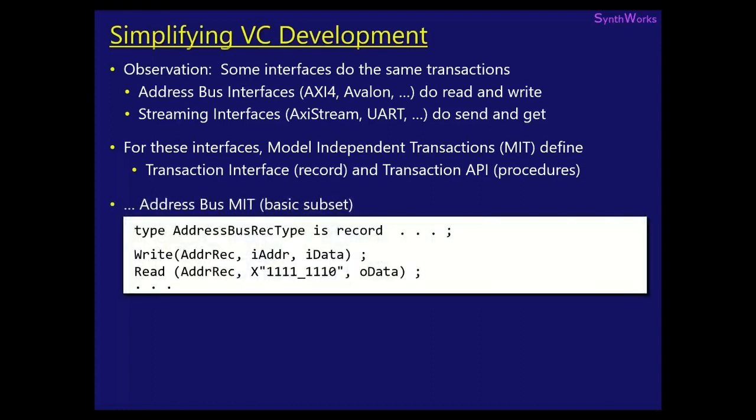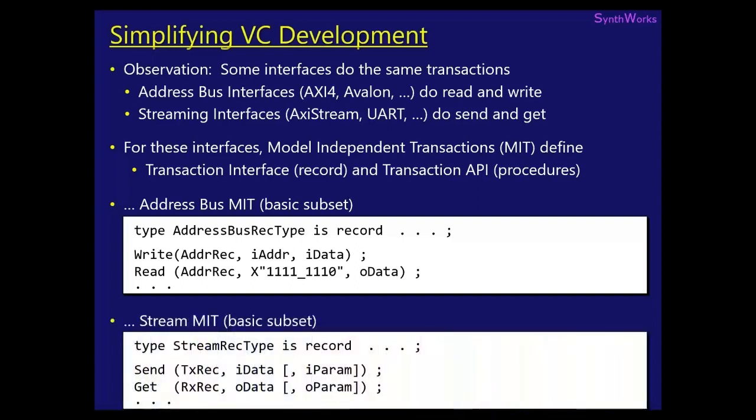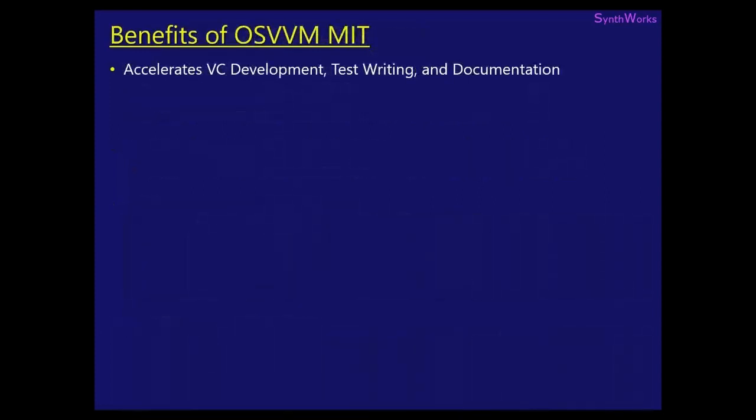Okay, so the address bus, this is a minor subset of it. It has the record in it. It has the transaction procedures in it. Okay, the API set up for us. And again, as I said, we do a lot more than this. We do the bursting, we do asynchronous modes and that kind of stuff too. For stream, same thing. Define a record, define a transaction. Okay, and again, OSVVM has done this for you. It's an evolving thing. So if you come up with things we haven't implemented yet, we take pull requests, we take issues on, hey, I need this, okay, and we work on it.